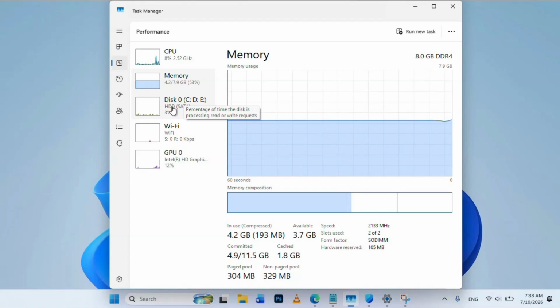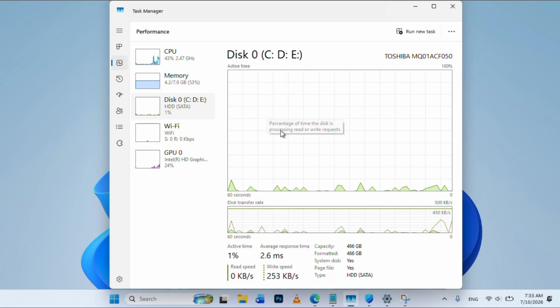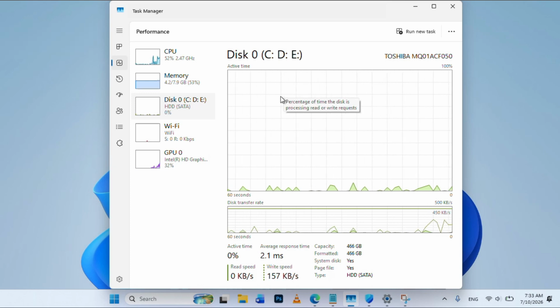The disk tab in here shows all about how the storage device is being used. Active time graph shows percentage of time the disk is busy handling read and write requests. A spike to 100% means the drive is fully occupied.